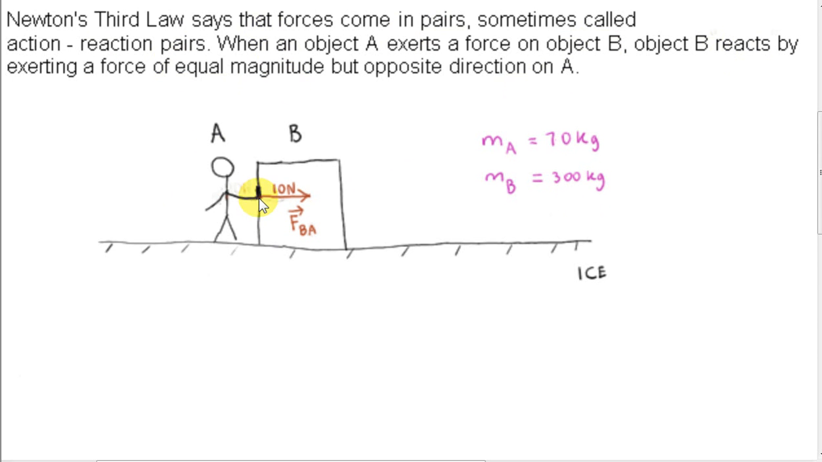Now in this example we will be dealing with a contact force. Object A applies a force on object B by pushing on object B. It's important to realize, however, that Newton's third law applies to any type of force. The objects exerting the forces don't have to be in contact with each other. For example, one of the objects might just be a single electron. The other object might be a collection of many electrons.